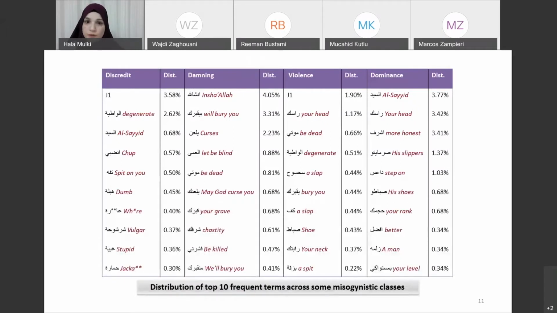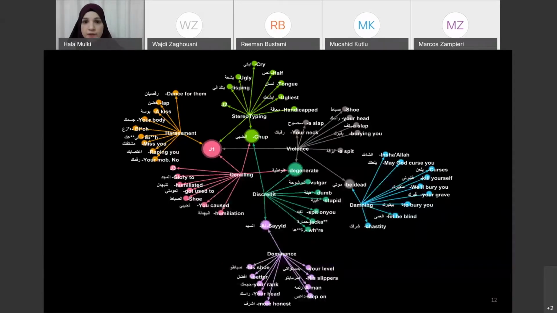For further exploration of our dataset, we also defined the top 10 frequent terms in each misogynistic category. This graph clarifies how each class contains its top 10 frequent words, while nodes with bigger size refer to a word that is common among more than one class.